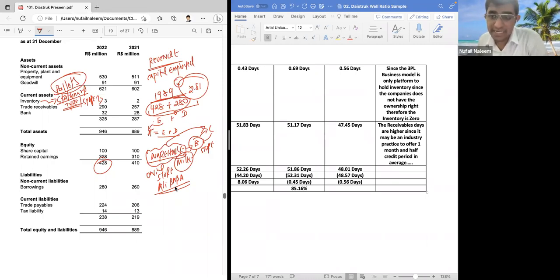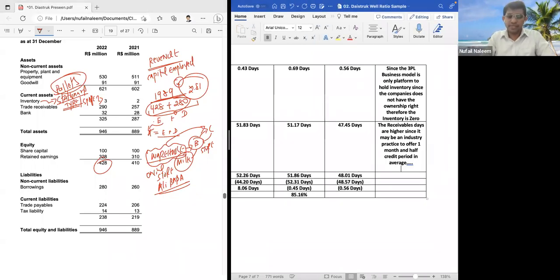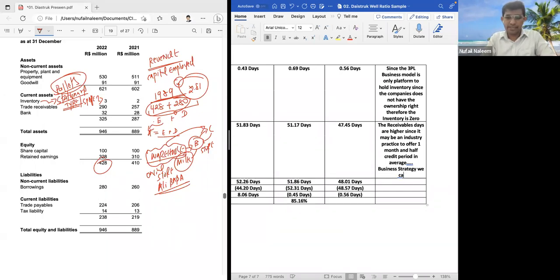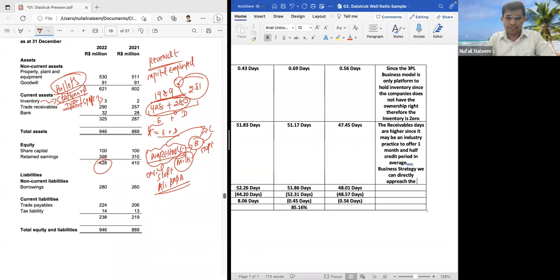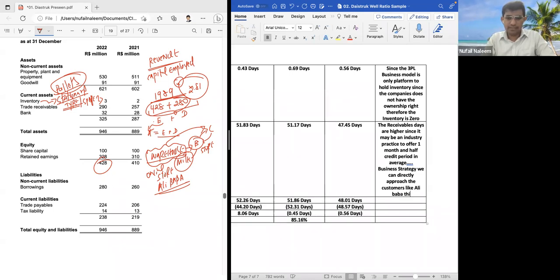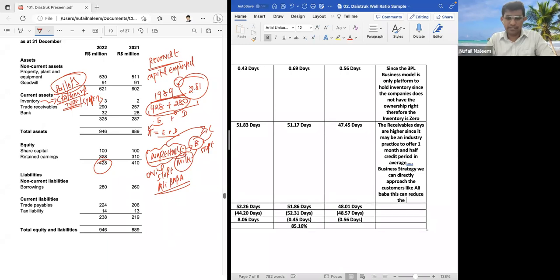That is one method that we can reduce the receivable time. We directly reach the customer's hand. So I'll write down here one strategy. Business strategy: we can directly approach the customers like Alibaba. This can reduce the receivable days.